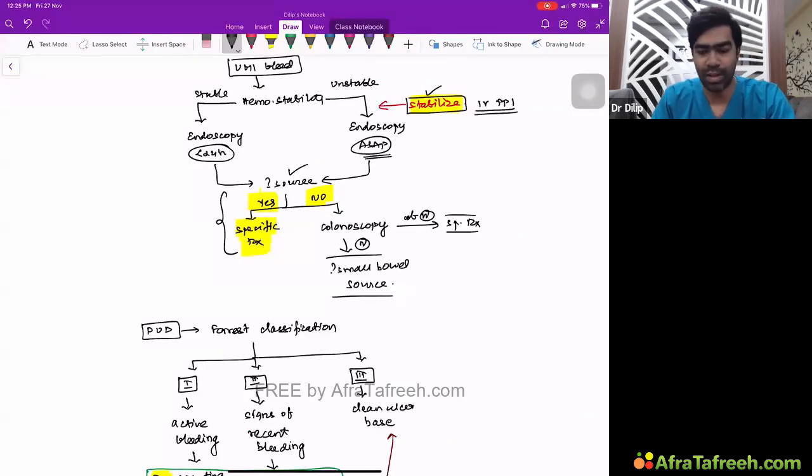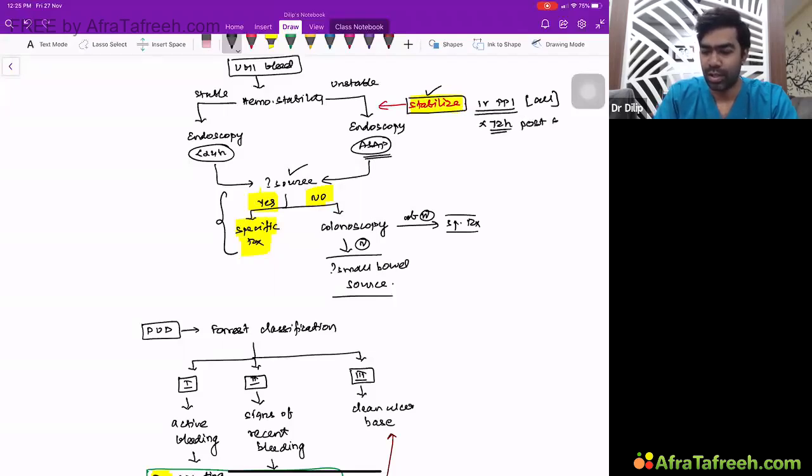So this is something very, very important. Almost all the patients will receive IV proton pump inhibitors, and it will be given for at least 72 hours post endoscopy. So you will start pre-endoscopy itself, but please understand, even after the endoscopy, it will be continued for 72 hours post endoscopy, which has been shown to reduce the risk of bleeding.